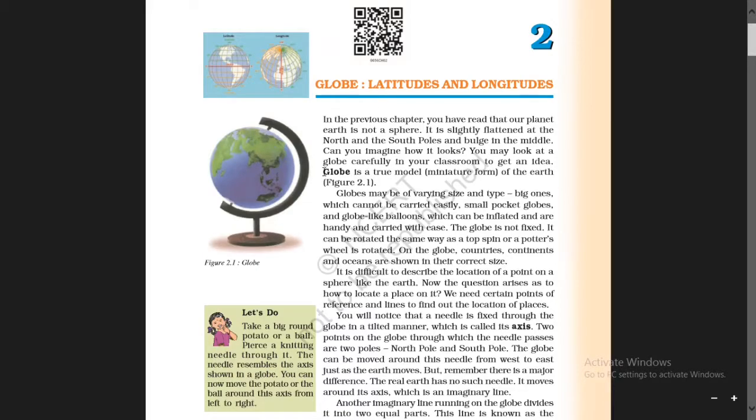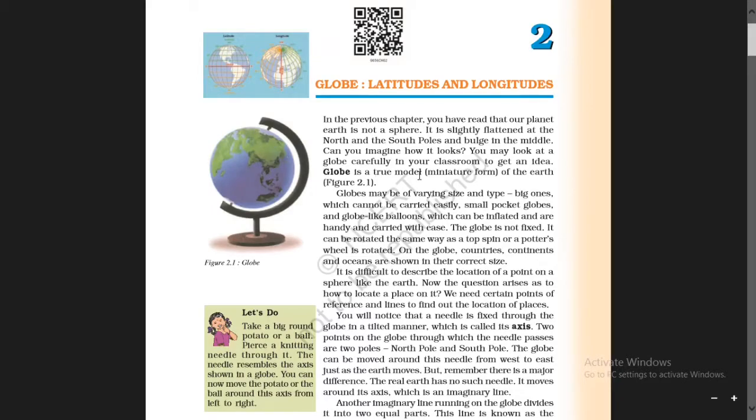Children, as and when you come to the school, this globe, I will show you. I will bring it to your classroom and show you.